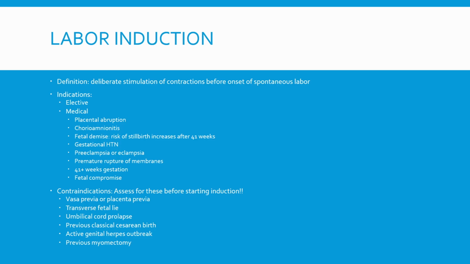An umbilical cord prolapse, so the umbilical cord has fallen down below baby's head. A previous classical cesarean birth, so a classical incision would mean that the incision goes vertically on mom. If mom has an active genital herpes outbreak, if she does, we don't want to deliver vaginally. So again, let's not induce labor to begin at that time. And then a previous myomectomy. A myomectomy is an incision in the uterus. So these would all be contraindications of us inducing labor. She should have a C-section instead.